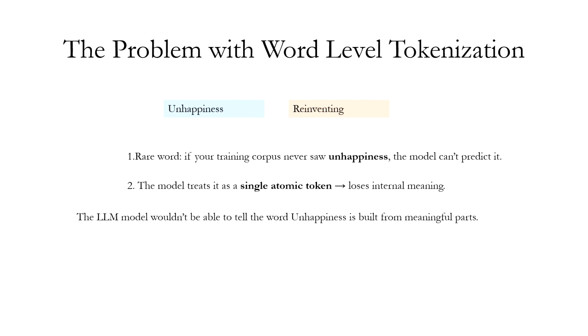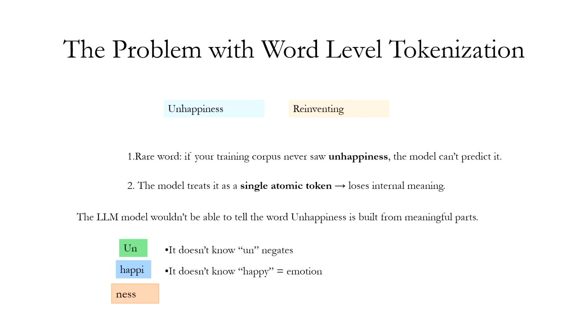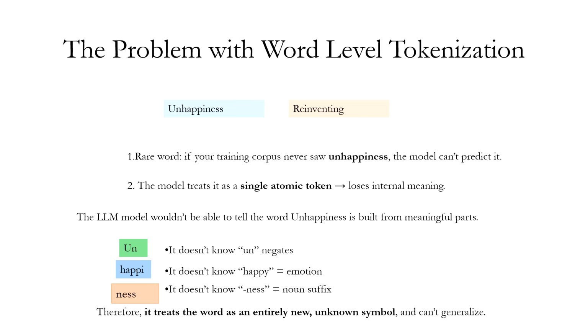So I just clarified that point, but let's be a little bit more specific with the word unhappiness. It doesn't know that un negates happy. It doesn't know that happy is an emotion. And it doesn't know the noun suffix. Therefore, it treats the word as an entirely new, unknown symbol, and it can't generalize. So you could see the usefulness of looking at it on a subword level.